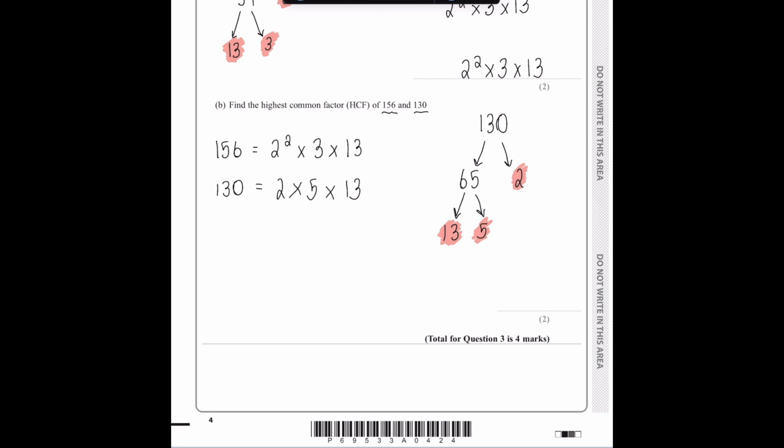But now, how do we find the highest common factor? Immediately, what might come to mind is we see a 13 and a 13, so we're thinking, okay, 13 might be the highest common factor. But the only thing is there's something else in common. Each of them has at least one 2. So the highest common factor would be 13 times one of these 2s, which is equal to 26. So the highest common factor of 156 and 130 is 26.